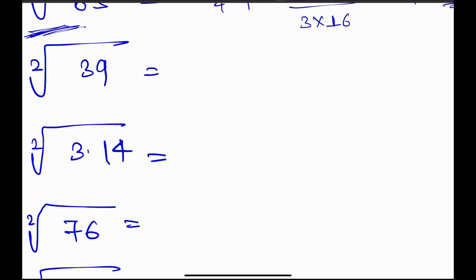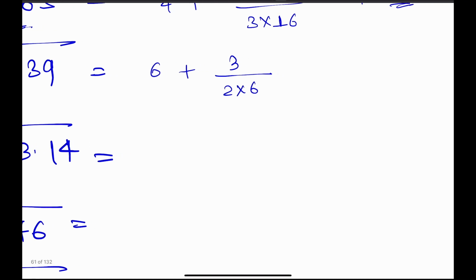So 39 nearby is what? 36. 6 plus 3 upon in square, what is it? 2 into just the number 2 into 6. That's all. So yeah, it's easy. 2, it will be 6.25.